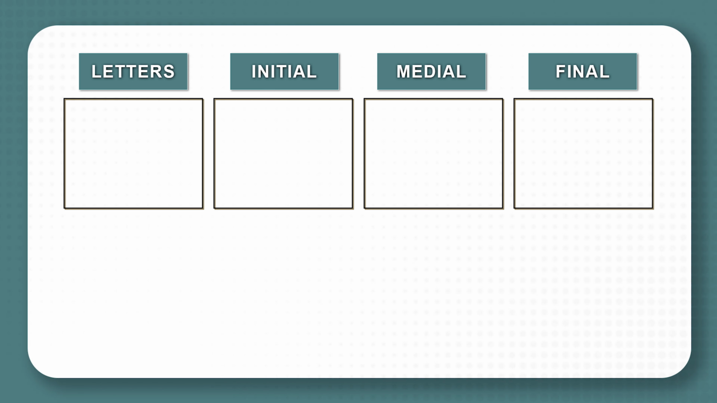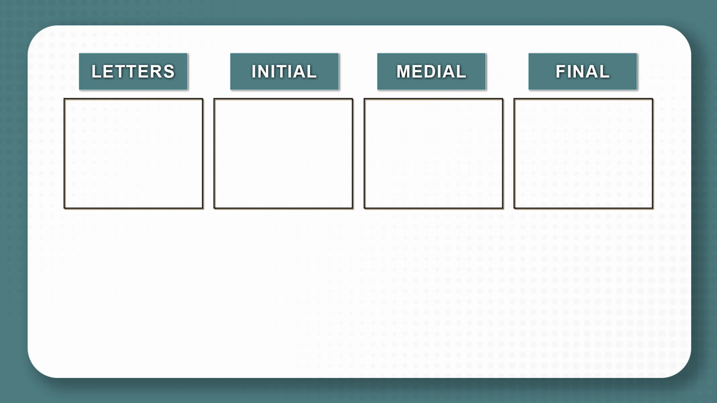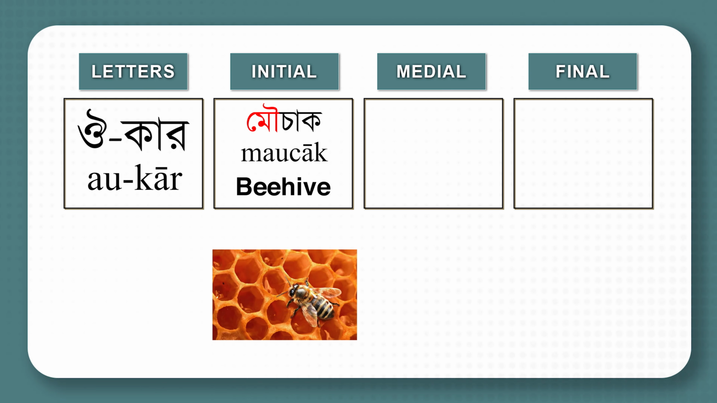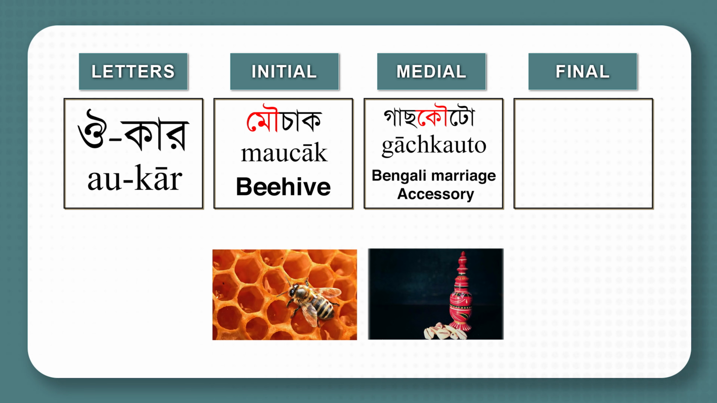The next letter is O. In initial position, it can occur in Ojjallo, which means brightness. It cannot occur in medial or final position in its original form. The next we have is the diacritic form of O, Okar. In initial position, it can occur in Mouchak, which means beehive. In medial position, it can occur in Gachkoto, which is a Bengali marriage accessory. In final position, okar can't occur in any Bengali word.